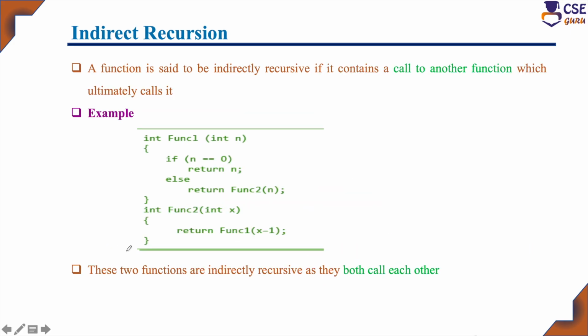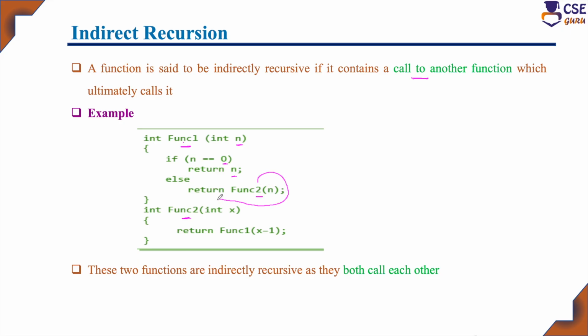And indirect recursion, if you are considering it, here it will contain a call to another function. It will not call the same user-defined function. It will contain a call to another user-defined function that itself calls the first function. That is the meaning. For example, here this is function 1 and this is function 2. In function 1, you are passing n as the input value. If n value is 0, it will return n as the result. Else, it will return function 2. That is a call to function 2.